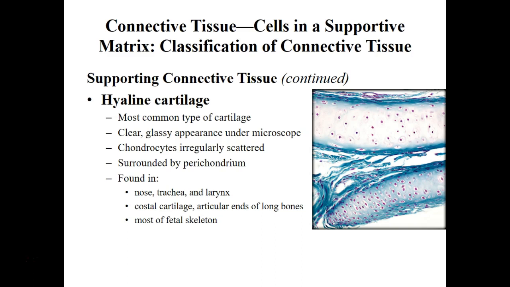We find the hyaline cartilage throughout the body. It's found at the ends of all of our long bones. It made up most of the fetal skeleton. It's found in areas like the nose, the trachea, the larynx. It always has a perichondrium, so it gets its nutrients from the dense irregular connective tissue surrounding it.